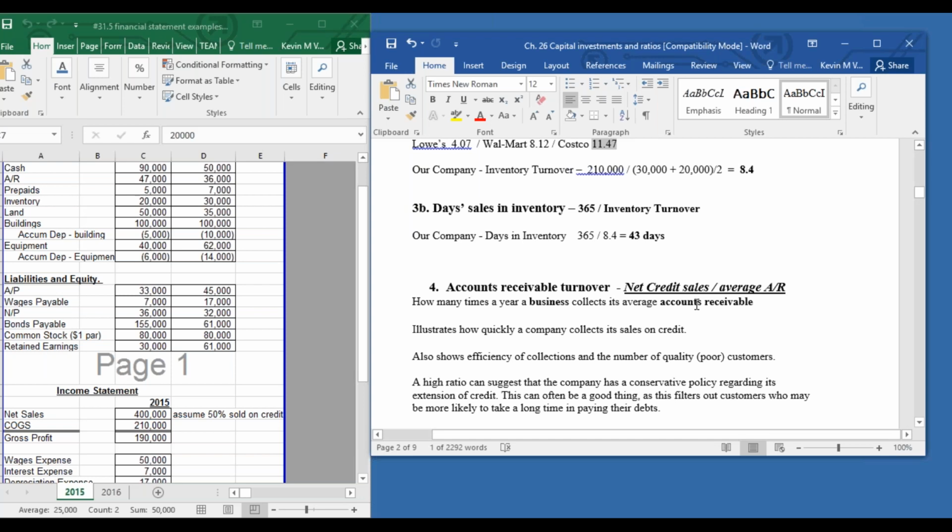So maybe more realistic is a 6. Hopefully you're collecting it at least every other month. You're totally collecting your debt and moving on to new people's debt and then collecting theirs within 2 months.